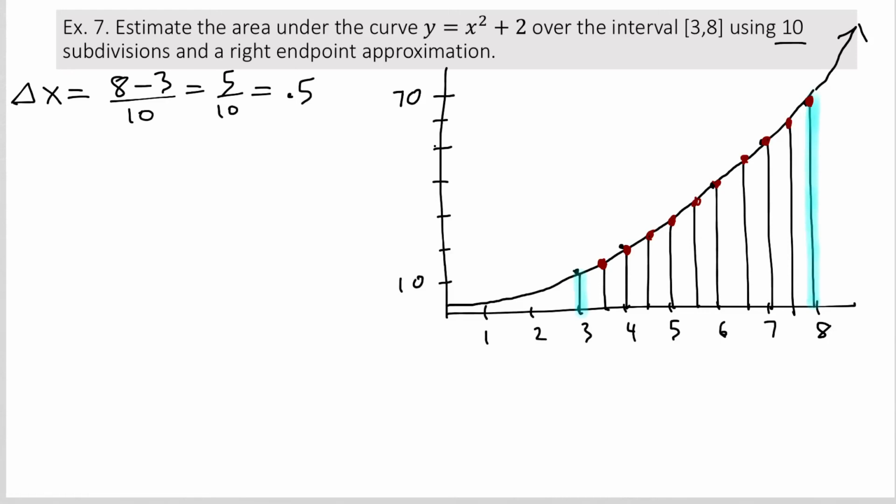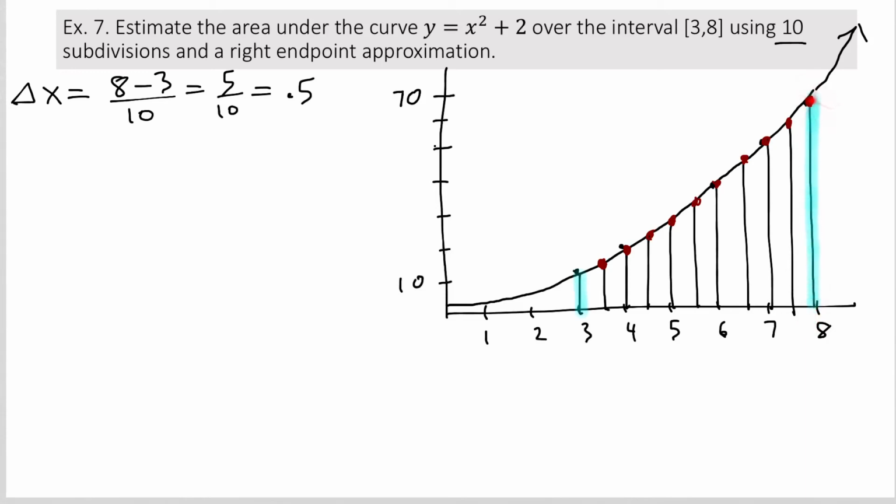All right, then it says use a right endpoint approximation. So I went ahead and wrote my endpoints at the right vertical line for each of my rectangles. So this would be left, this would be right. So my last one right here on the 8 should be a right endpoint.